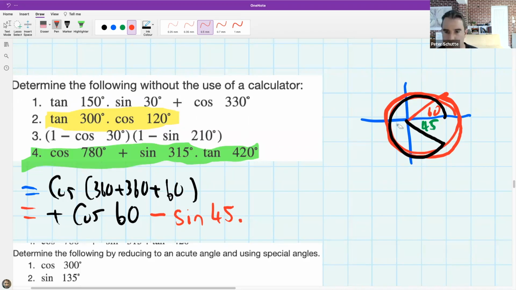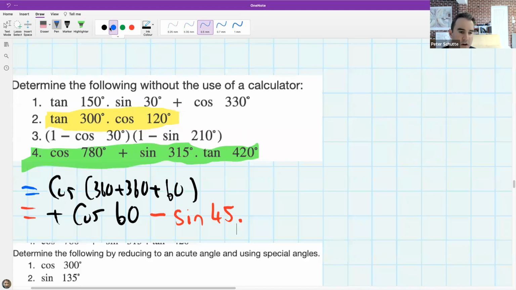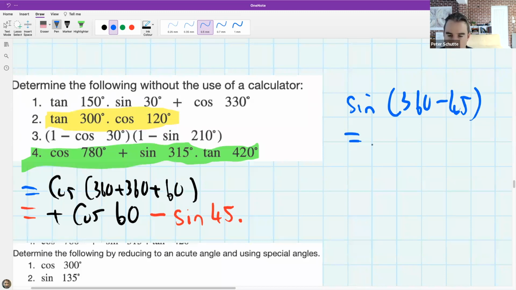Or if you wanted to see it like I was doing it before, where I just go 360 minus 45, and then you get minus sine 45. But I've got another tricky one. What is the tan of 420 going to be?